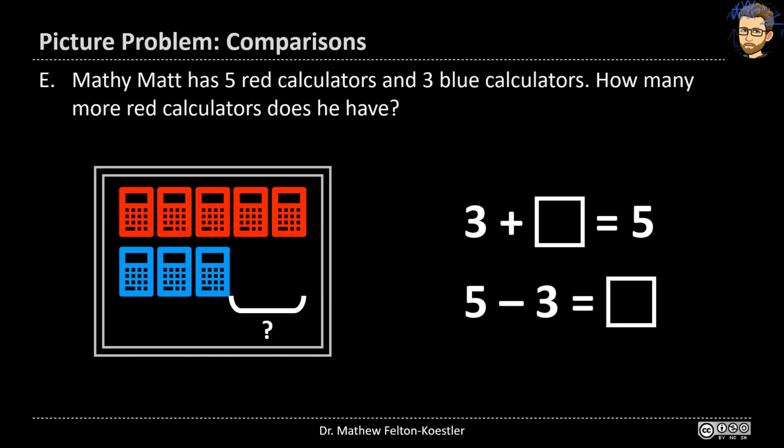So some kids might think of the 3 and building up to 5, or we might think of the 5 and pulling away the 3. The most common strategy for this really is just to lay out the blocks or whatever tool you're using side by side like this and then count the extra ones.